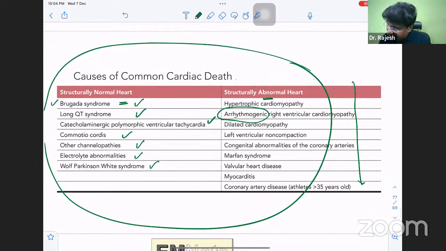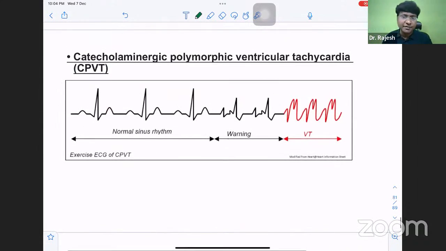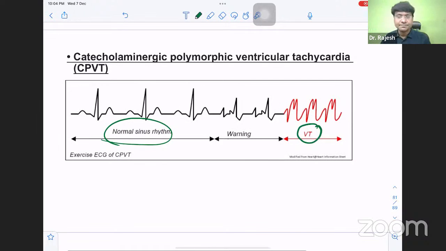So we are done with Brugada, we are done with long QT syndrome. Now let me discuss catecholaminergic polymorphic ventricular tachycardia. It is a condition characterized by abnormal heart rhythm, that is VT or VF. But when will this VT or VF develop? The individual will have normal sinus rhythm, but as the physical activity or the emotional stress increases, that will trigger an abnormally fast heartbeat. And that will make the individual develop a VT, and that VT will be polymorphic. That means all the QRS complexes will not be of the same morphology, and that is the reason why it is called polymorphic ventricular tachycardia.